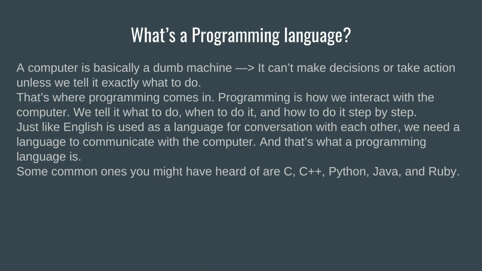Just as we use languages like English to converse with each other, we need a programming language to communicate with computers. These languages allow us to give the machine instructions in a way it understands. Some of the popular languages you must have heard of include C, C++, Python, Java, and Ruby.